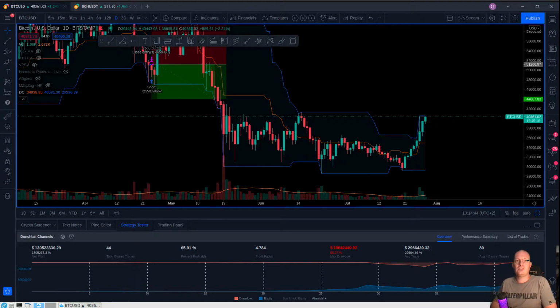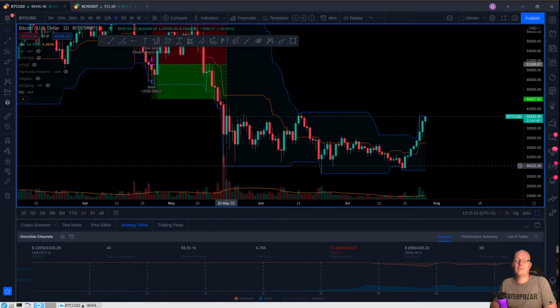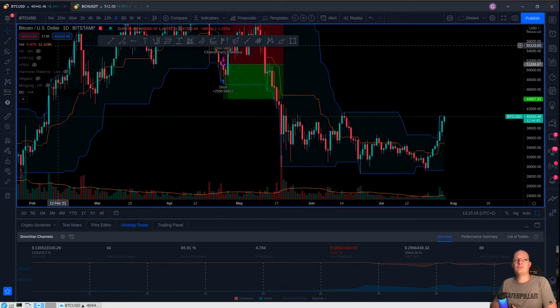So let's see how the other options are affecting our trading. If we don't wait for the double confirmation, then we end up with, and now the system is slow. And is this one doing something? Nope. Okay, so this one is not helpful for the moment.